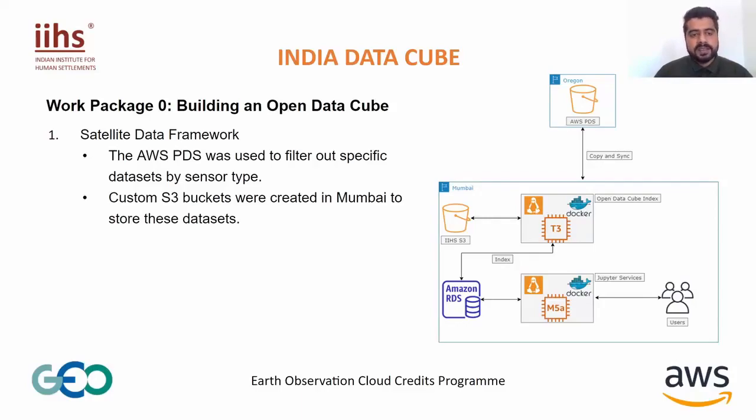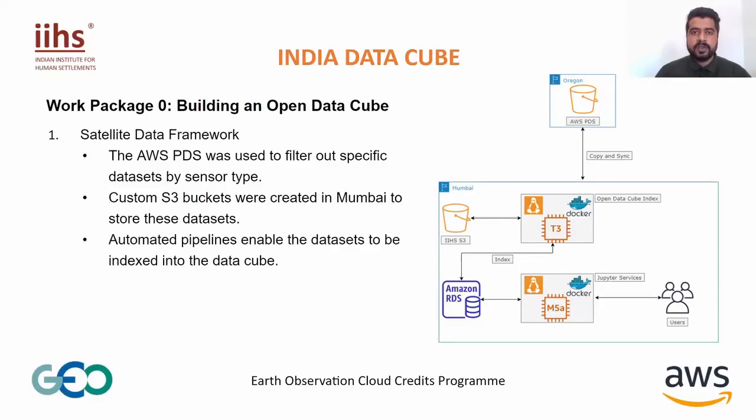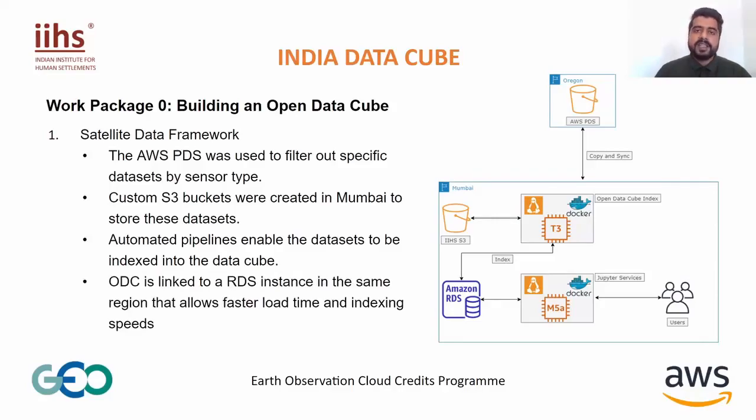So these custom S3 buckets are recreated in a region closer to us, closer to Bangalore, that is in Mumbai. This has 2 advantages. One is that in terms of costs, it helps us to monitor that, and the transfer speeds are also good. Automated pipelines are also created to enable data sets to be indexed directly into the data cube from the S3 buckets. An RDS instance, that is a database under AWS, is also used to index the data sets from the Open Data Cube, which enables faster load time and indexing speeds.